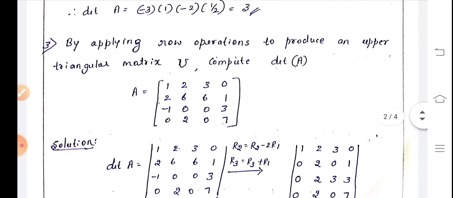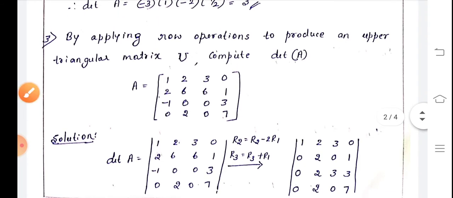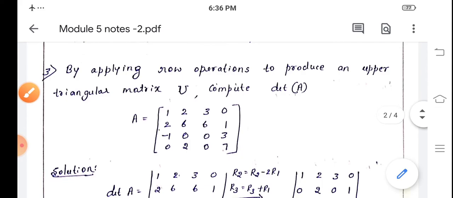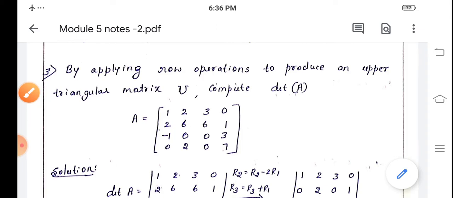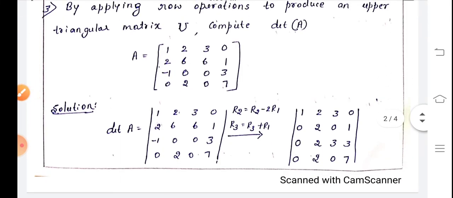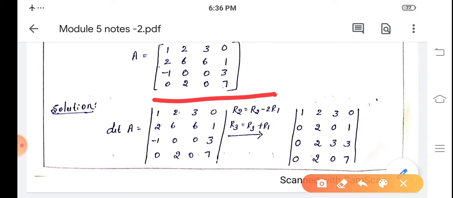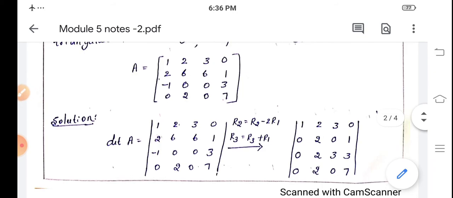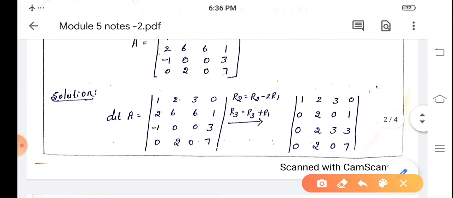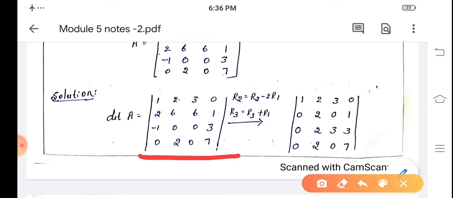Now let us work out the third problem. Question number 3. By applying row operations to produce an upper triangular matrix U and compute determinant A. The matrix A is equal to first row 1, 2, 3, 0, second row 2, 6, 6, 1, third row minus 1, 0, 0, 3, and the last row is 0, 2, 0, 7. First, we shall reduce this to echelon form using row operations. We write determinant A as determinant of the given matrix.